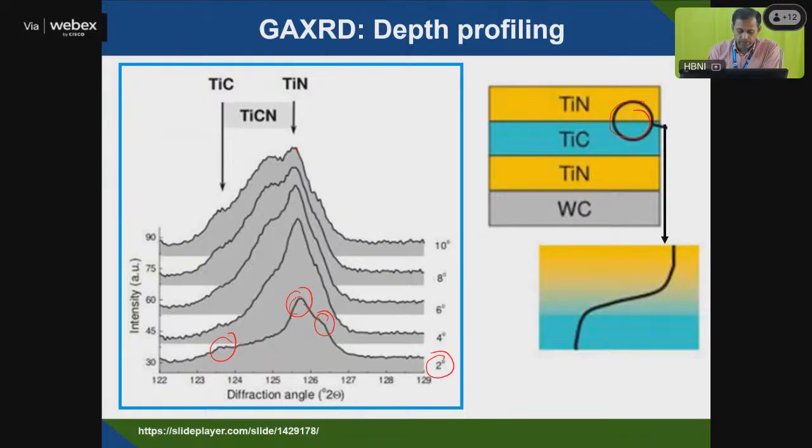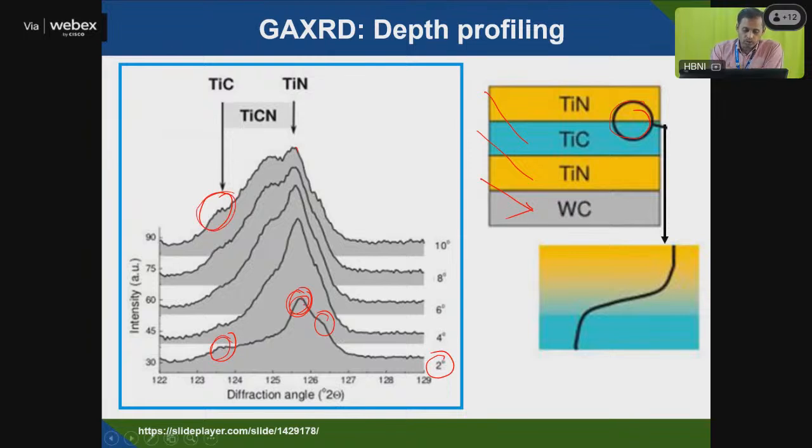So the top layer peak you are able to see here, and the other two. This titanium nitride top layer you can see, and the TiC peak is a little bit visible. But later on, when you go inside of the X-ray pulse, you can see how the TiC peak in the second layer is dominant here.